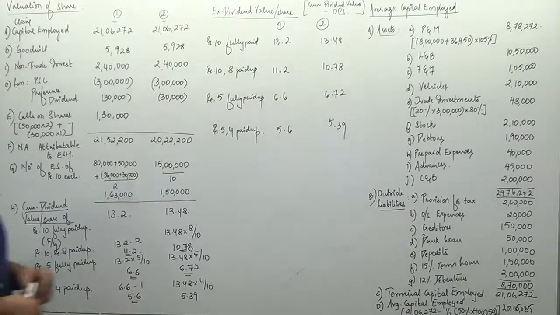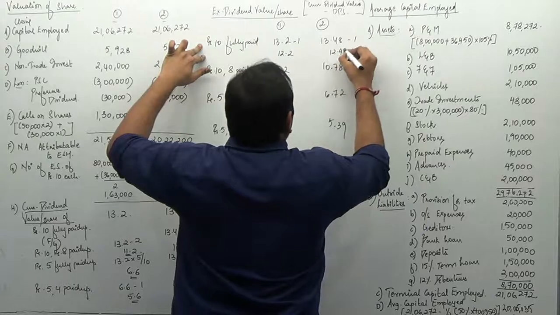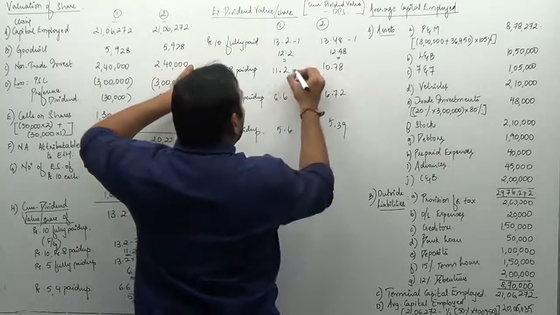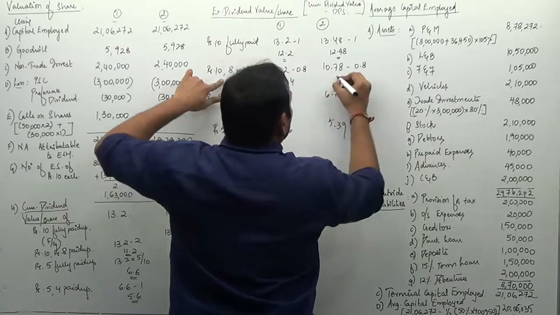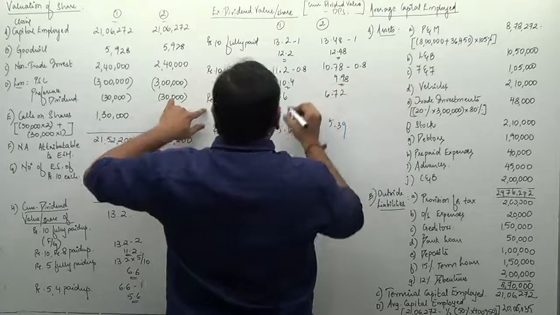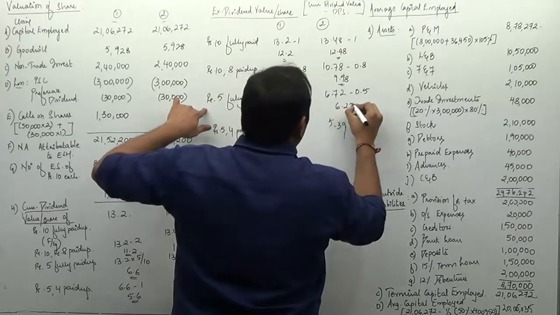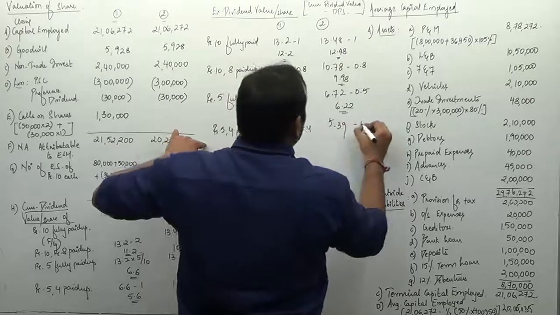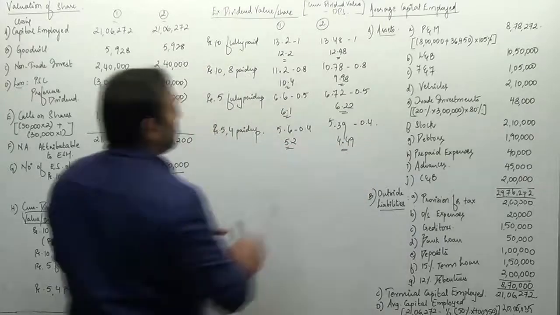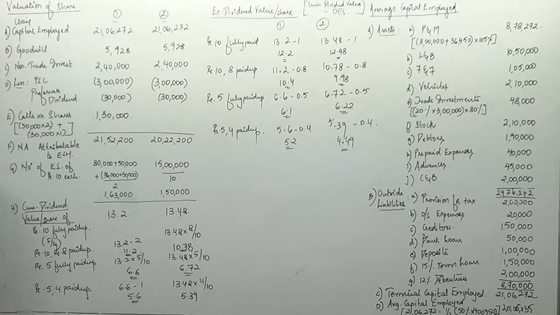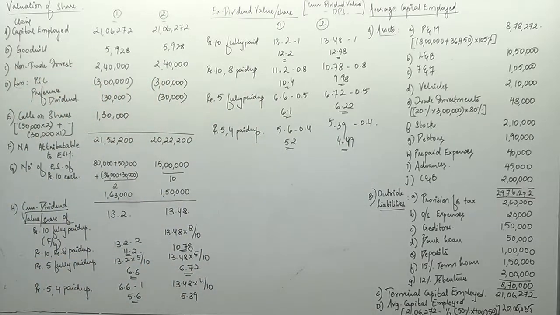5.39. Dividend at the rate of 10% on a 10 rupee share is 1 rupee: 12.2, minus 1 rupee, 12.48. For 8 rupees paid up, 80 paise: this should be 10.4 and 9.98. 5 rupees share, 50 paise: 6.22. 4 rupees share, 40 paise dividend: 5.2 and 4.99. These are ex dividend values.